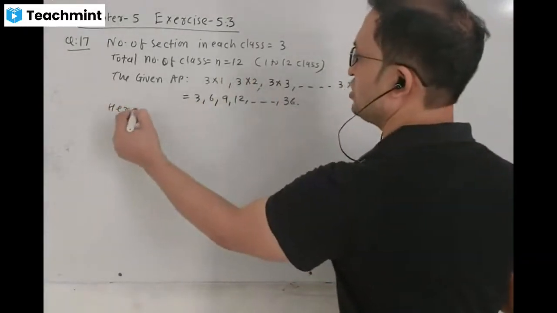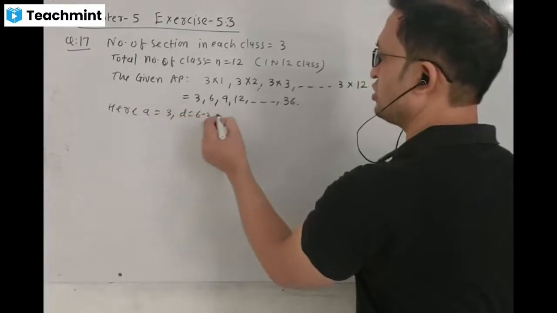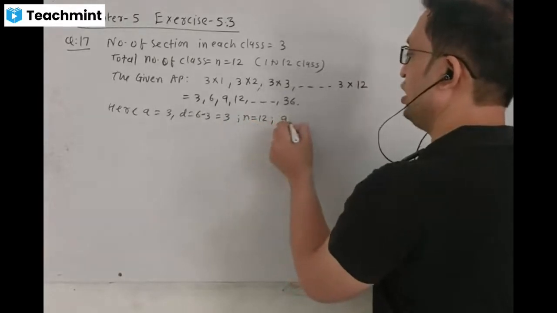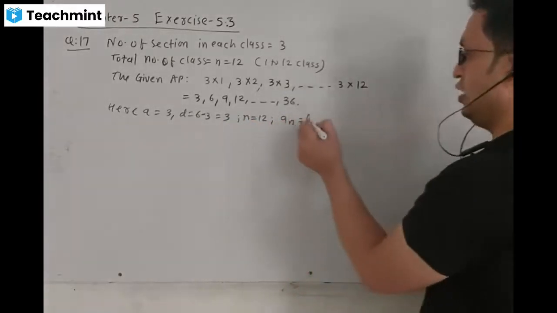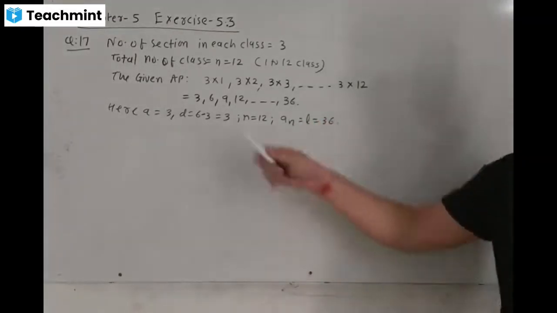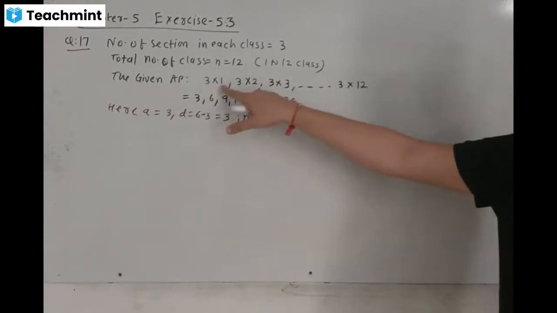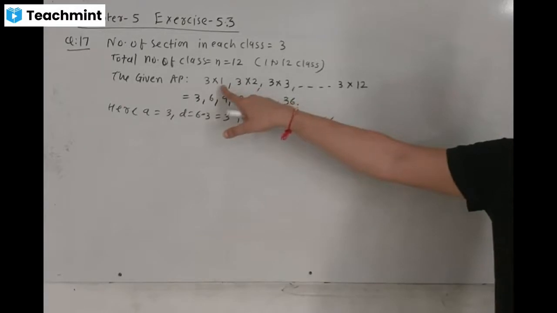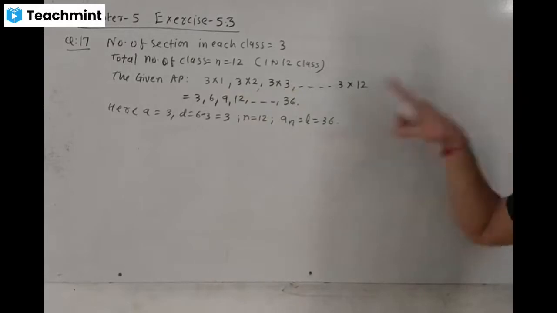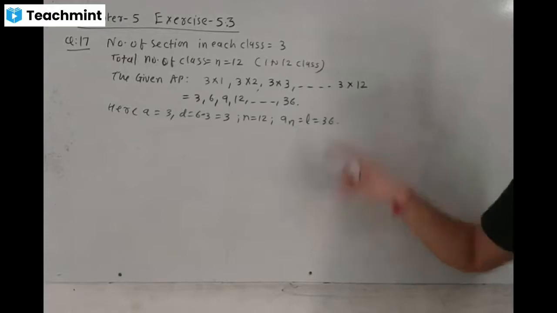Here A is equal to 3, B is equal to 6 minus 3, that is equal to 3, and n is equal to 12, and last term an, that is equal to l, and that is equal to 36. मेन पार्ट क्या है? सीक्वेंस समझना है. 3 क्या है? नंबर ऑफ सेक्शन इन ईच क्लास, और ये जो फर्स्ट जो नंबर है, दैट इज द क्लास, class 1, class 2, class 3 up to class 12, and 3 is the number of sections in each class. 3 means number of sections in each class.